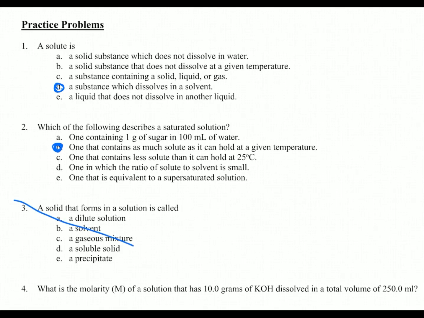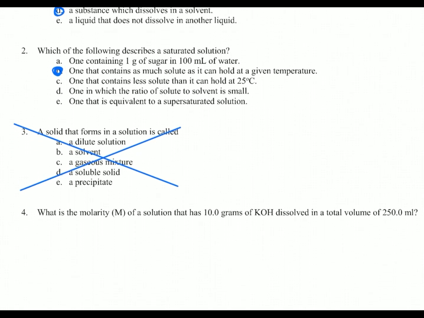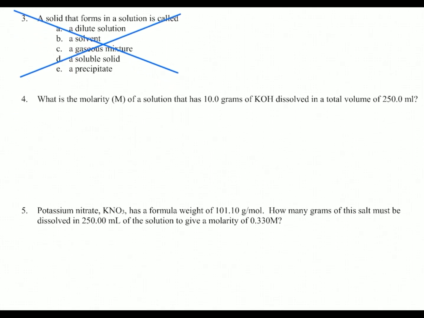Now number 3, honestly, you'll understand that one will apply more for the material that's on test 3 after we do reactions, so don't worry about that right now. Alright, number 4, let's go.